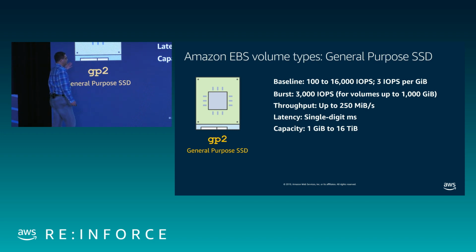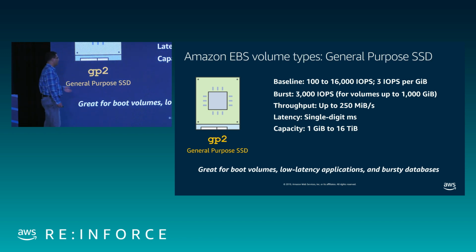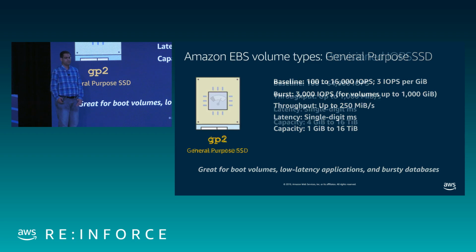So, GP2, this is general purpose SSD. Again, my general guidance to customers is if you don't know anything about your workload, then probably the right place to start is GP2. It's great for boot volumes, great for low latency applications, bursty databases. You get up to 16,000 IOPS, growing at 3:1 IOPS to GB, and up to 250 megabytes per second in terms of throughput, right? So it really covers a wide space in terms of the aggregate use cases.